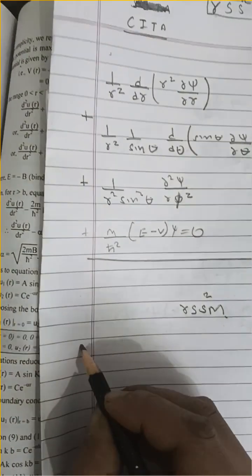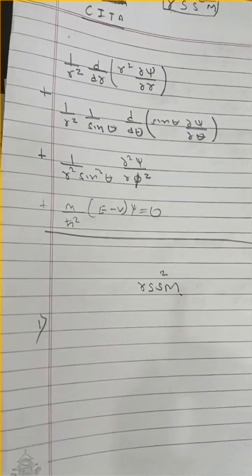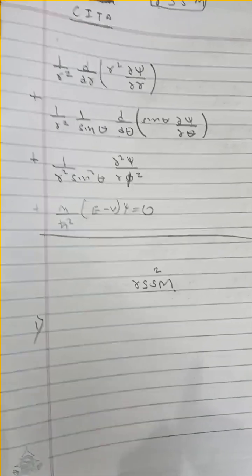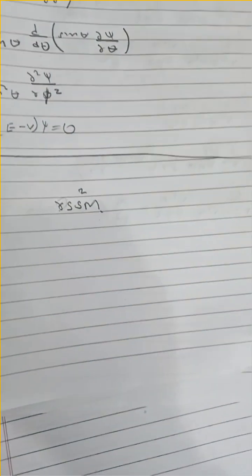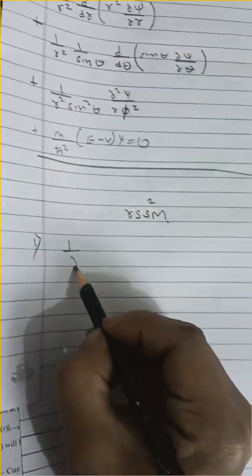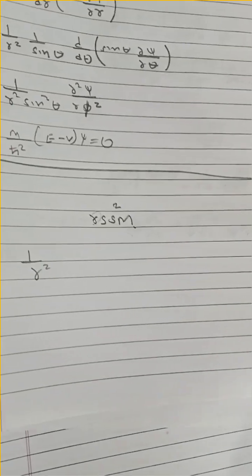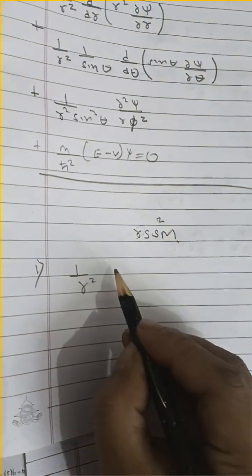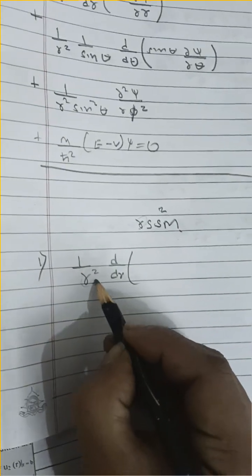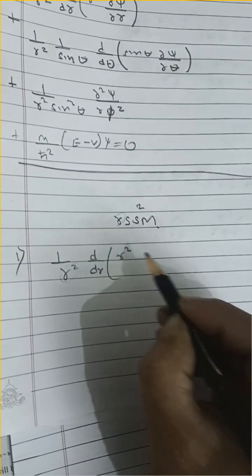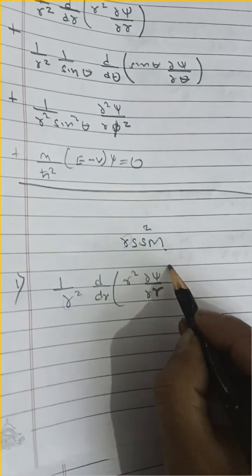So let's see how we can write this. At first, I have to remember by looking at this r, it is a central force problem. So I have to write 1 by r square, just like that. Then after that I have to write the operator d by dr, and I have to take this function here and multiply it with the wave function and d by dr. So this is the first term.